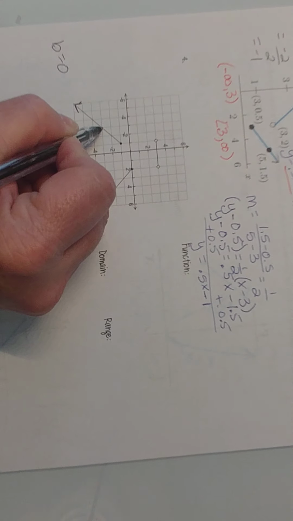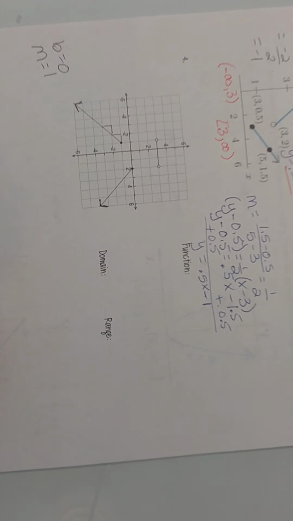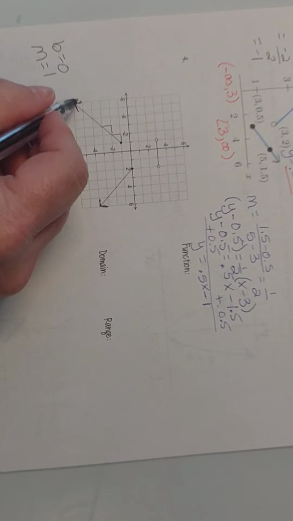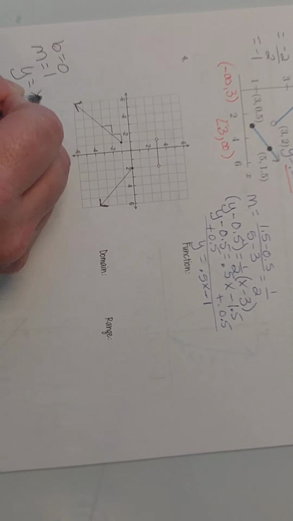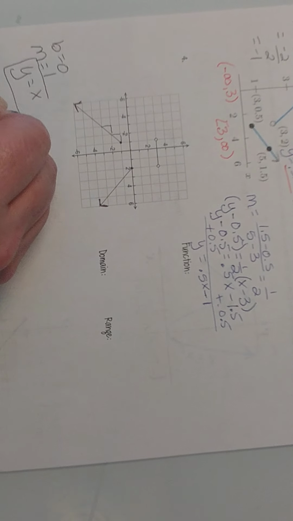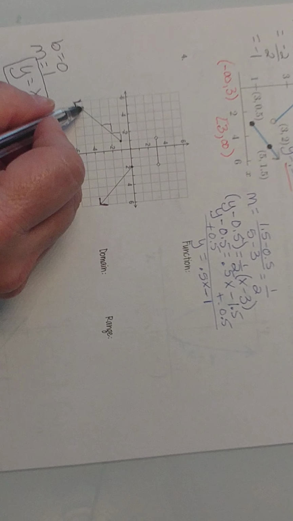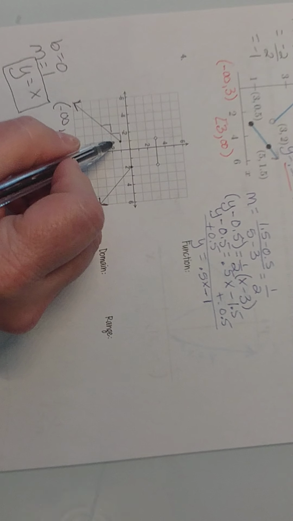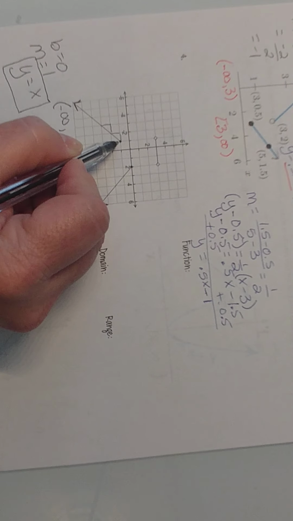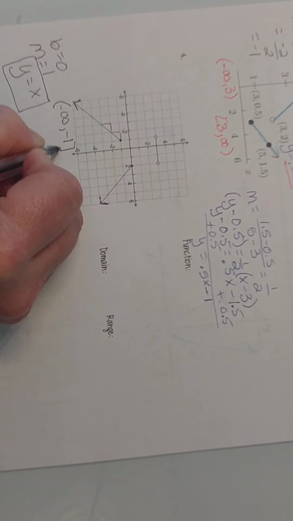Our slope, up 1 over 1, up 1 over 1, is 1. So this one right here, y equals 1x plus 0. So y equals x is our first part. And its domain starts at negative infinity and goes up to -1, and the circle is colored in, so we're going to put a bracket there.